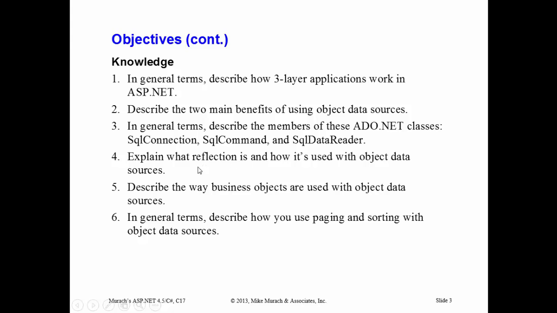We'll talk about this idea in .NET of reflection and how the object data source uses reflection. Which is basically, it goes out and looks at the commands that we're using and figures out what parameters need to be filled in for those commands. We'll describe the way business objects are used with object data sources and talk about paging and sorting and basically how when you use object data sources, this becomes much more of your own responsibility. It's not really automatically done for you.